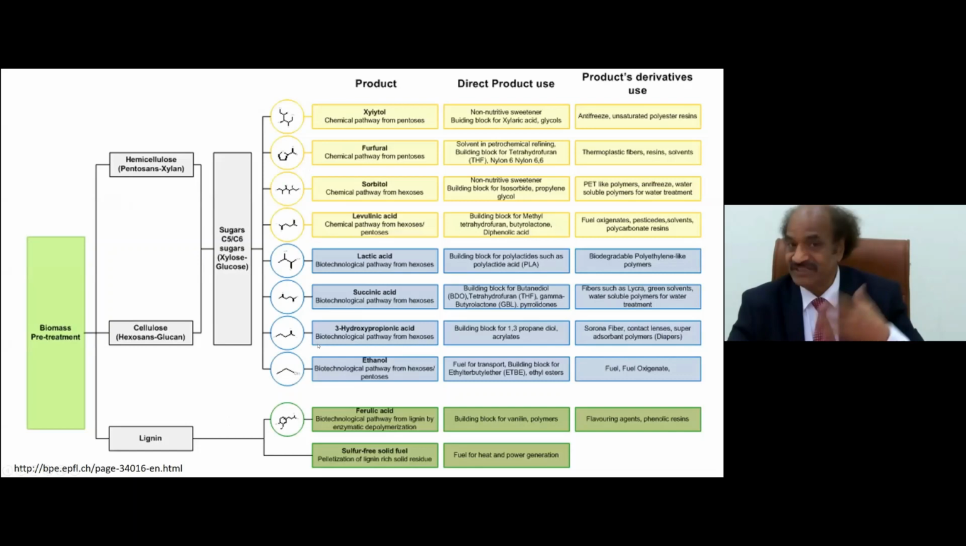So it is all known. You may have xylitol, furfural, sorbitol, name it. A lot of these things we have done in our laboratories.